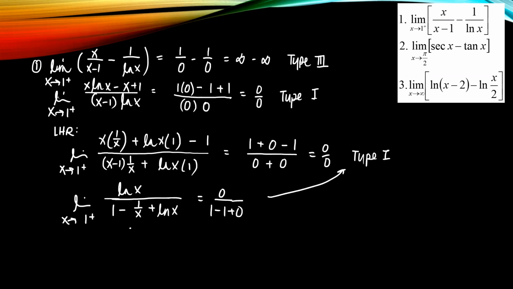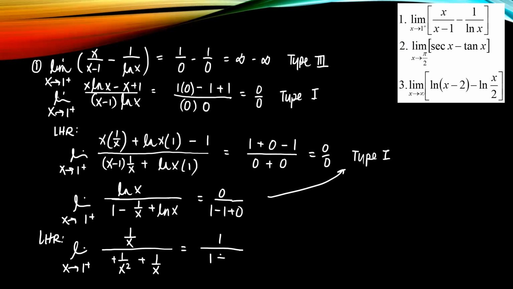When you apply the L'Hopital's rule here, so here I'll write L'Hopital's. Here I just tried to rewrite it to clean it. 1 over x. This is positive 1 over x squared plus 1 over x. Okay. Let's apply the limits as x approaches 1. So that's 1 over 1 plus 1.